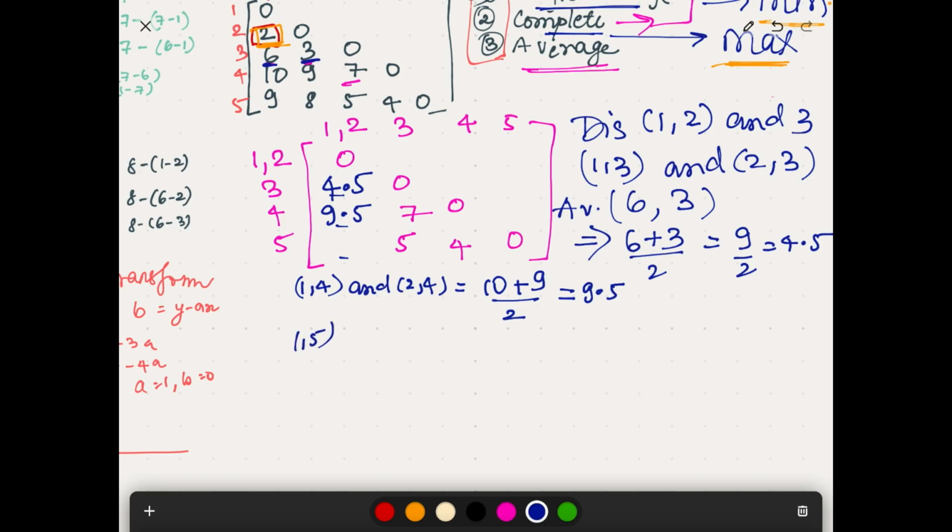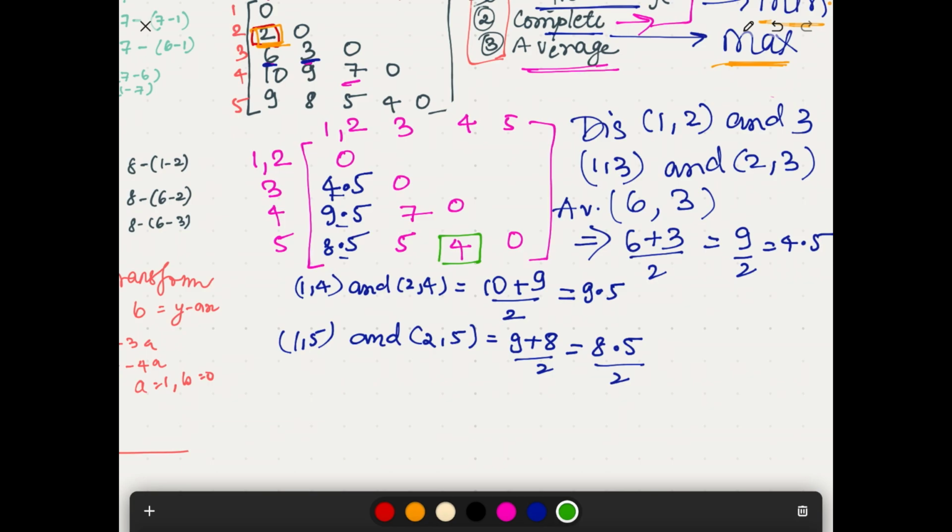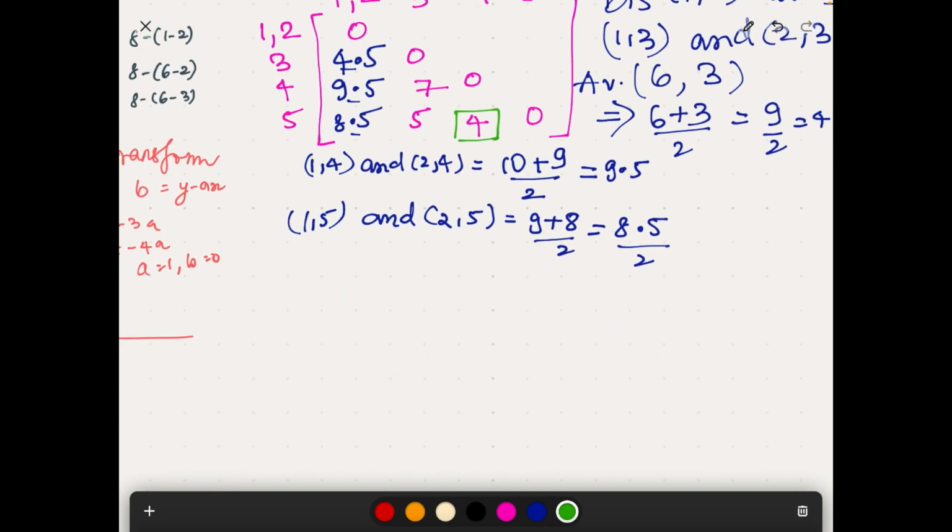Similarly, 1, 5 and 2, 5. That is going to be 9 plus 8 divided by 2, which gives us 8.5. So 8.5 is the value over here. Now that this is done, I see that 4 has the least value, so that is going to be 5, 4. I just go ahead: 1, 2, 3, 5, 4. I have clustered the rows and columns which are giving me the minimum value. So this is that, with 0, 0 and 0.